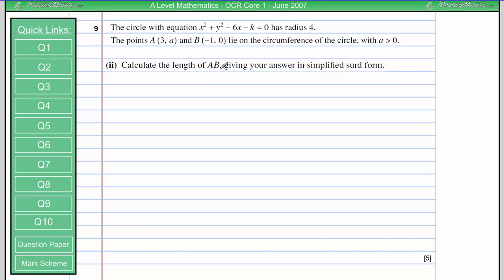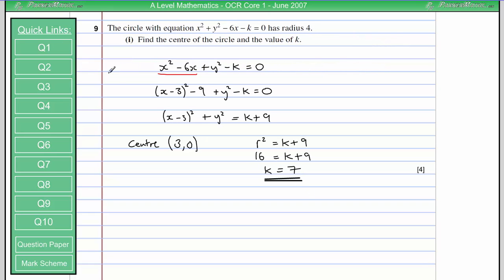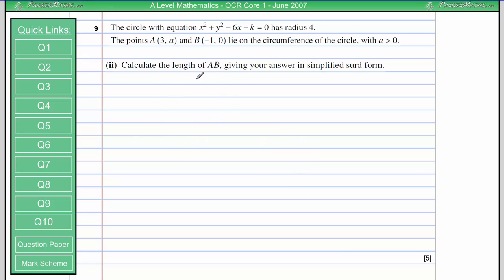Before we get started with calculating the length of this, let's write our circle equation here with our value for k that we found in the last question. So remember, k equals 7. So we'll write our circle equation as x squared plus y squared minus 6x minus 7 equals 0.